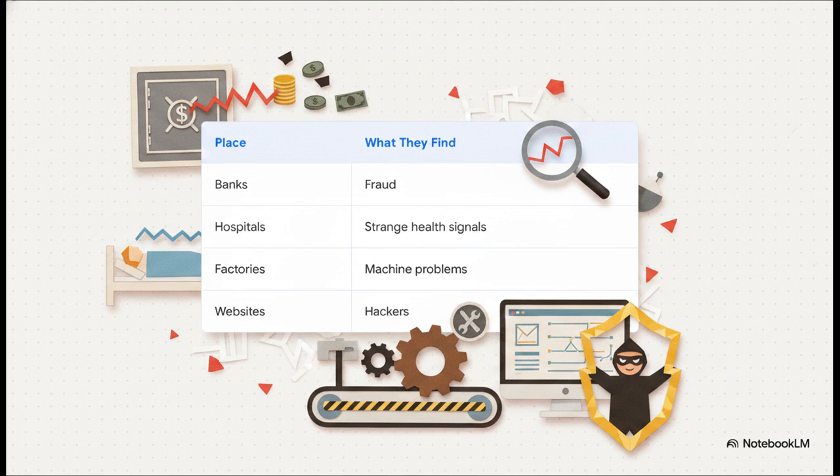Take banks, for example. They use it to find fraud, like if someone is trying to steal money. Hospitals use it to catch strange health signals so they can keep patients safe. Factories use it to spot machine problems before a big, expensive breakdown happens. And websites? They use this tiny data detective to catch hackers trying to sneak in and cause trouble. In all of these jobs, the computer is just doing one simple thing: looking for the broken pattern.